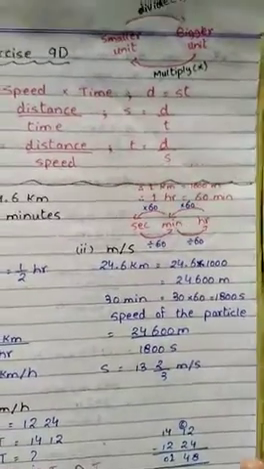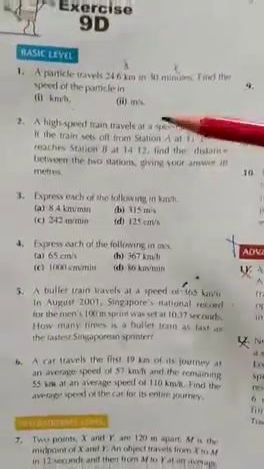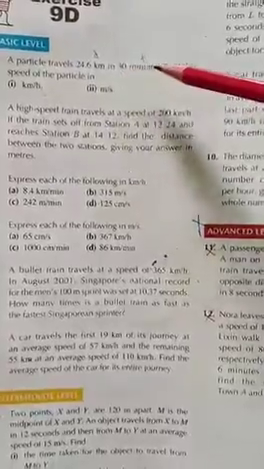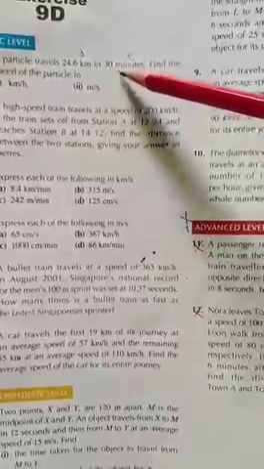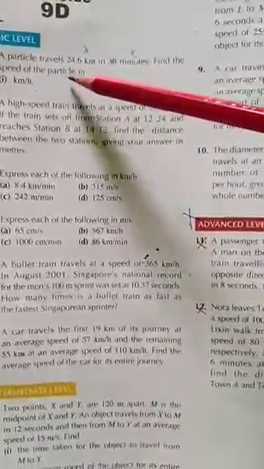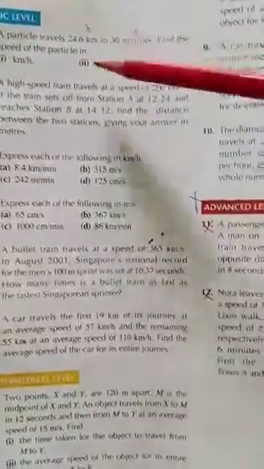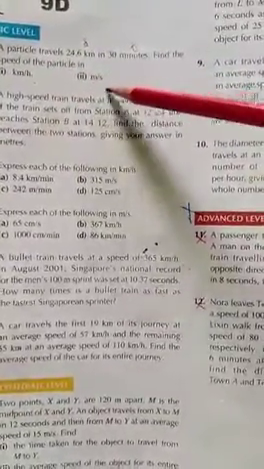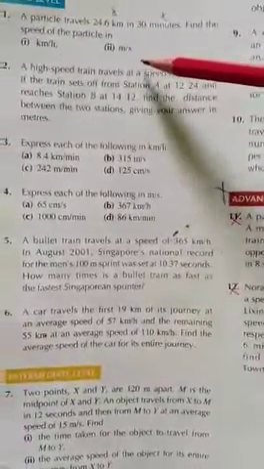Now let's come to the exercise. So we will start question number 1 of exercise 9D. The statement of question number 1 is: a particle travels 24.6 km in 30 minutes. So travels means the distance is 24.6 km and time is 30 minutes. Find the speed of the particle. So speed is missing, and we know the formula speed is equal to distance over time. But you need to calculate the speed in part 1 in kilometer per hour and in part 2 in meter per second. So how will you calculate the speed?